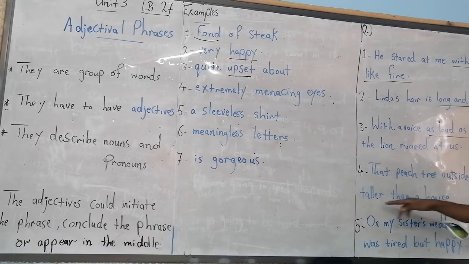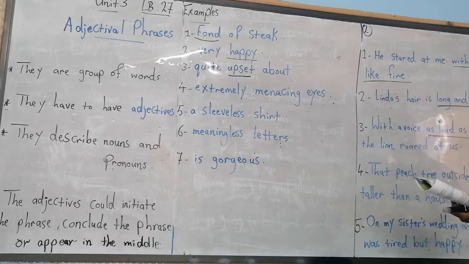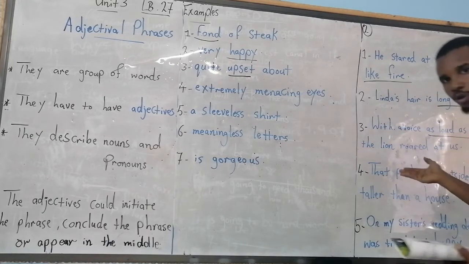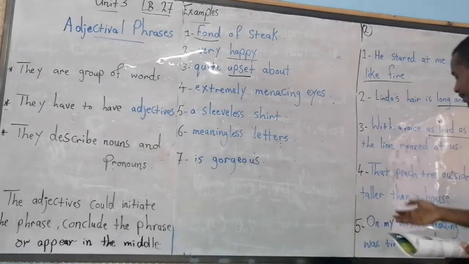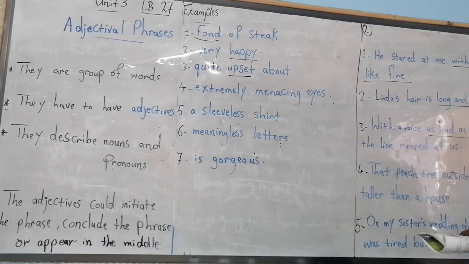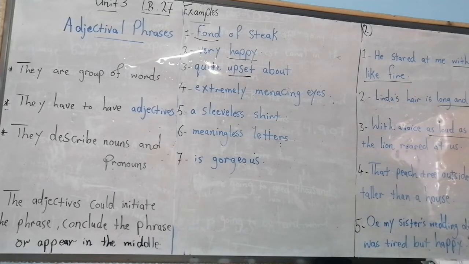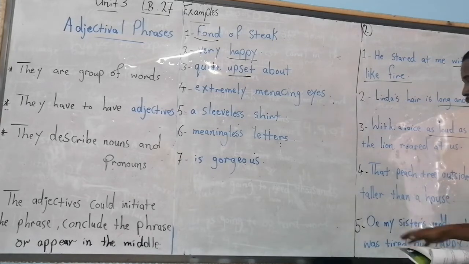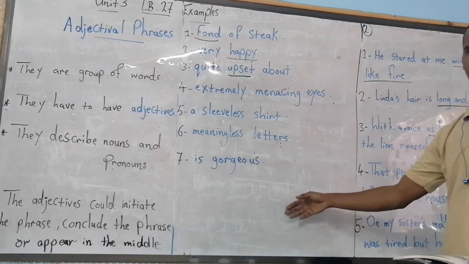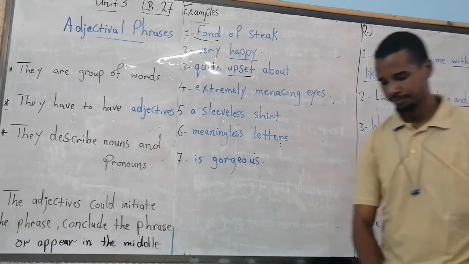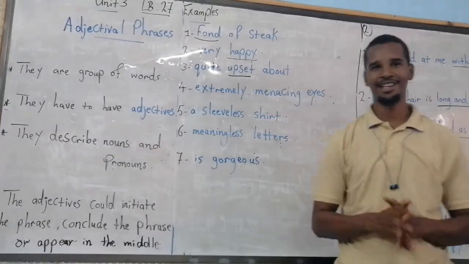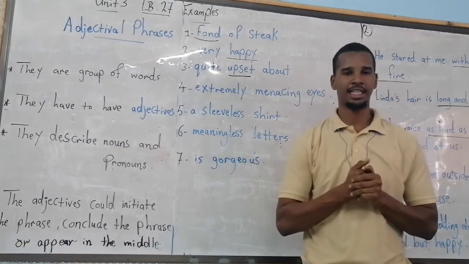Or, taller than a house. Taller than a house. This is deep. Right? I said that peach tree outside is taller than a house. You know the peach, right? You know peach is a type of fruit. Yeah. 5. I said I was tired and happy on my sister's wedding day. I was tired but happy. And the last one, sharp and pointed. I couldn't find space here. I didn't want to write it here. Sharp and pointed. The knife in your house is sharp and pointed.